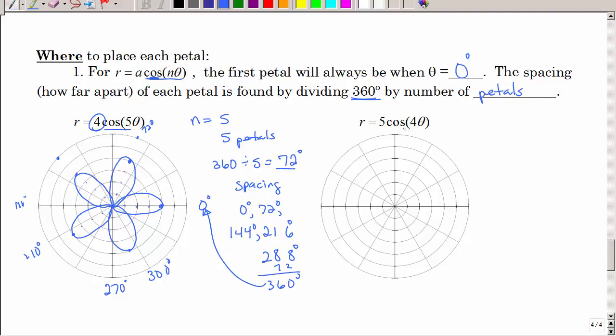So let's do this one. This time, the petals are going to be 5 long, but N is 4, which is even, so that's going to be 8 petals, a lot. So we take 360 and we divide it by 8. It's going to be 45 degrees. So remember, for cosine, always starts at 0. Okay, 45 is right here.